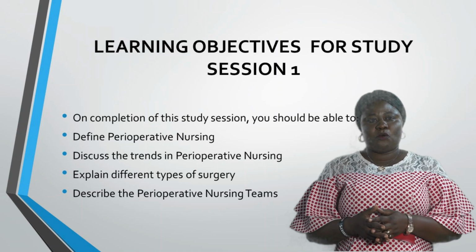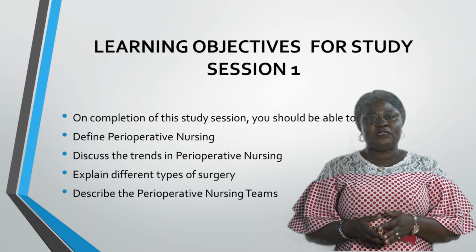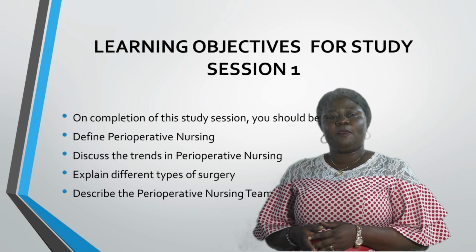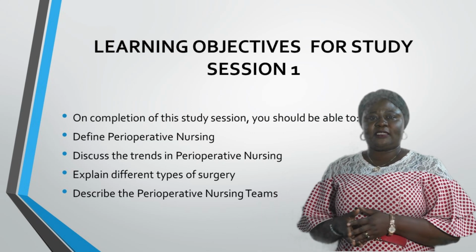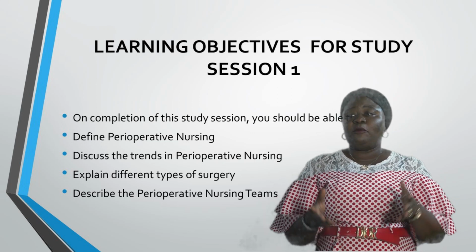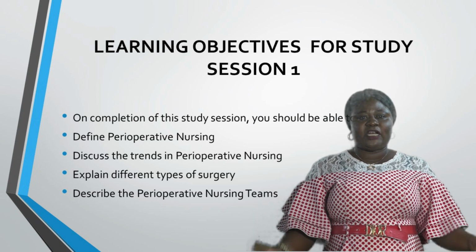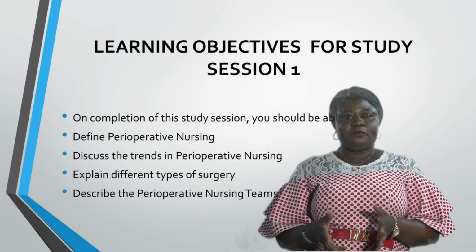What are the learning objectives for this study? That is study session 1. Having heard of this study session, you should be able to discuss perioperative nursing. You should be able to discuss the strengths in perioperative nursing. You should be able to explain different types of surgery we have. You should be able to describe the perioperative nursing themes.